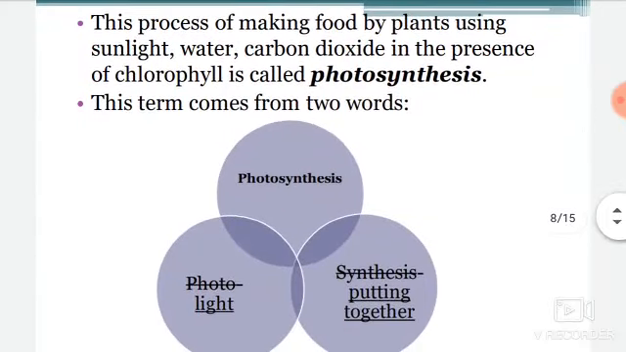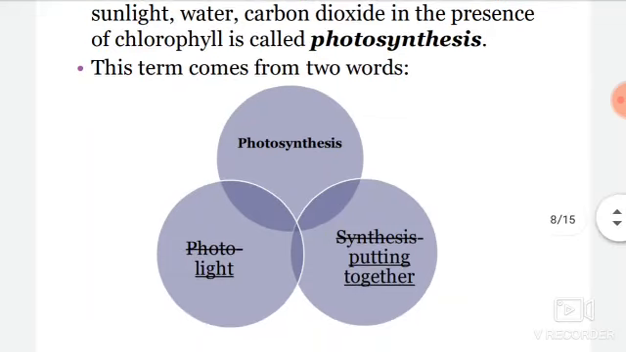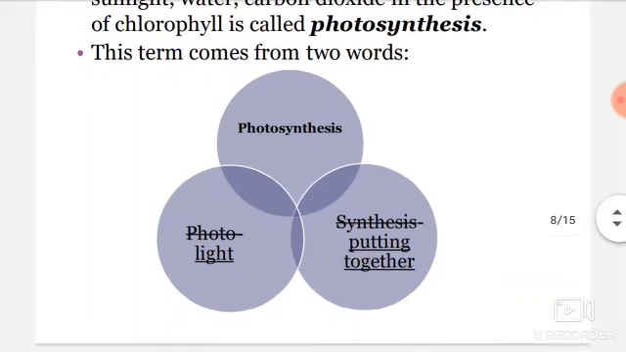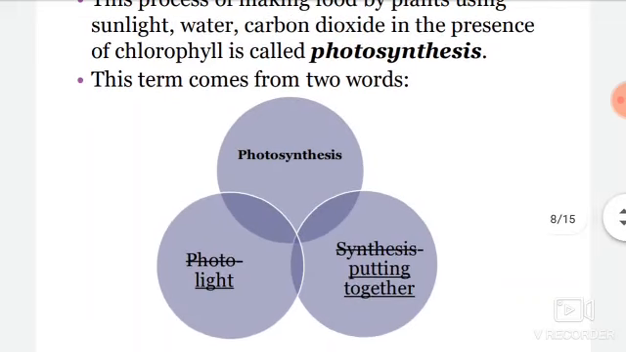Now we will define the term photosynthesis. This process of making food by plants using sunlight, water, carbon dioxide, and in the presence of chlorophyll is called photosynthesis. This term comes from two words: photo, which means light, and synthesis, which means to synthesize. That means by putting together, a new word, photosynthesis, is formed.